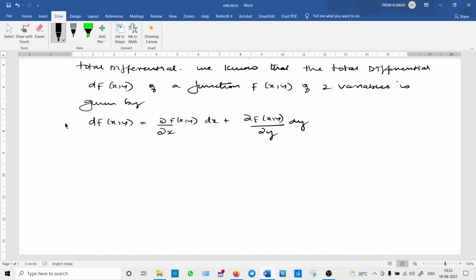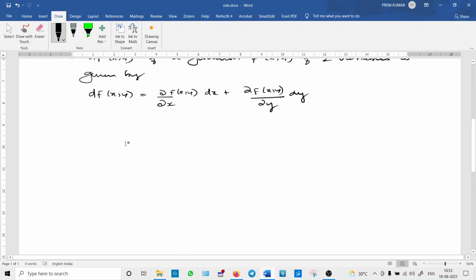So the student must know what the total differential of a given function is. Suppose it is a function of three variables x, y and z. What is the total differential of F? One more term will be there, dou F by dou z into dz. It can continue if it depends on many variables. So overall, this is the definition of the total differential of a function F. This you must know.